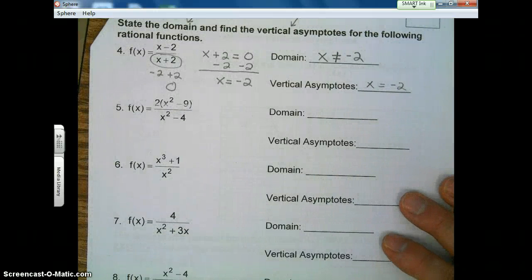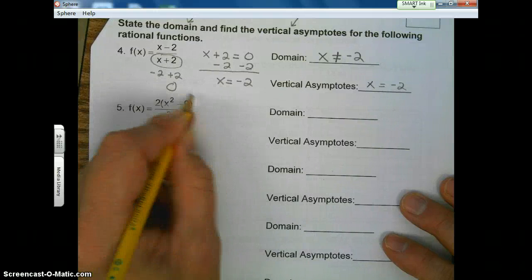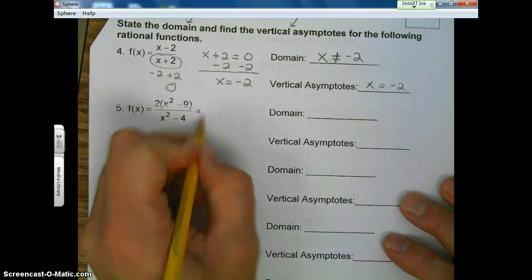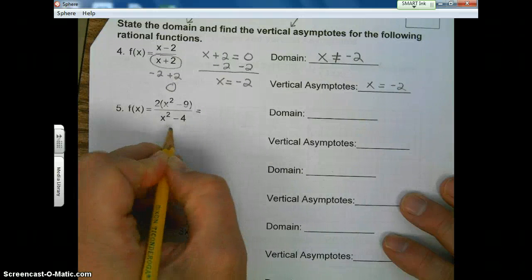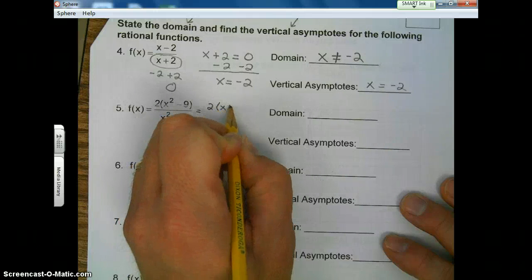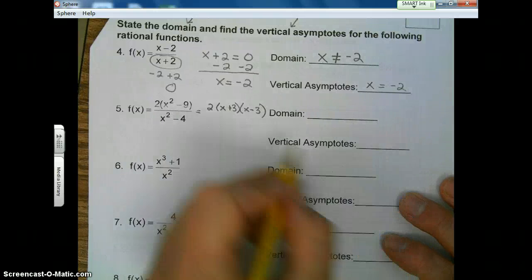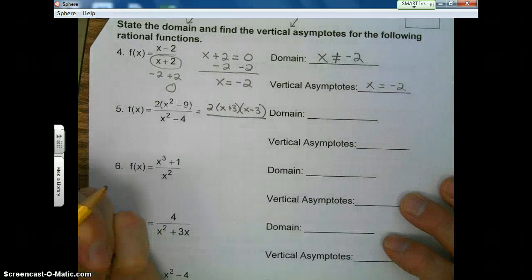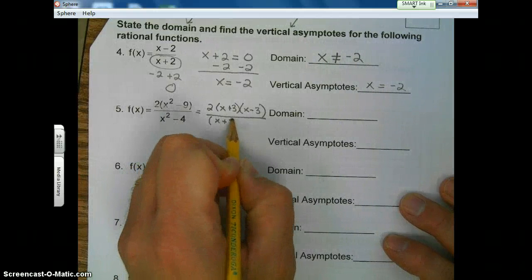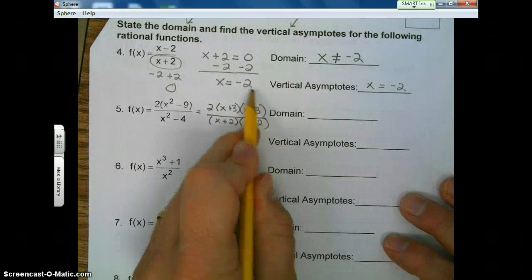Let's take a look at number 5. Here is one where we need to factor first so that we can see the factors. Remember, we have to make sure there's no common factors. So let's go ahead and factor the top, x plus 3, x minus 3. No, we're not going to get away from factoring. You will all be factoring giants by the time you leave this class. X plus 2, x minus 2. Now, do we have any common factors? No.